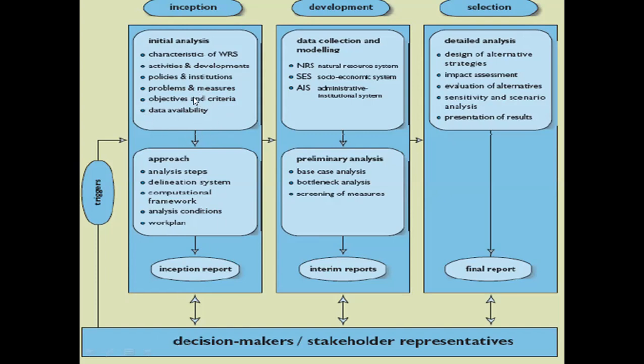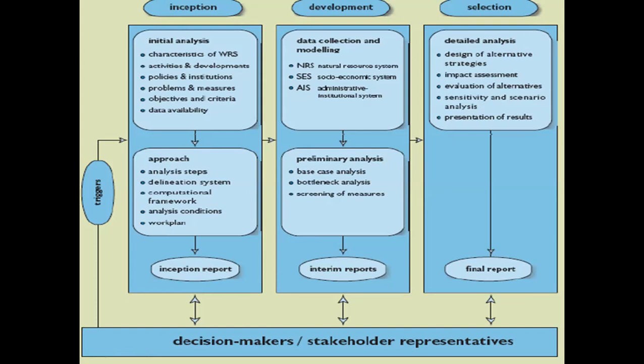So with these parameters, we'll check the approaches. It is like the given data. From this, we'll check the different approaches, like how to analyze the steps, what analysis conditions are to be used, the computational framework, and finally the work plan. Studying all these parameters will make an inception report. The inception report is the first report wherein the analysis of any given data is checked.